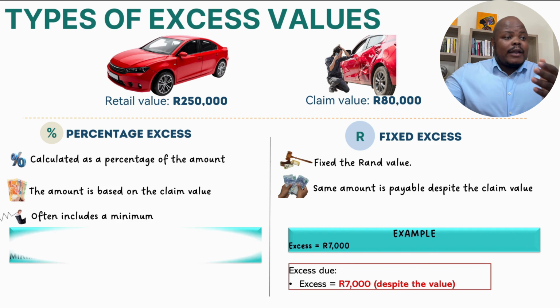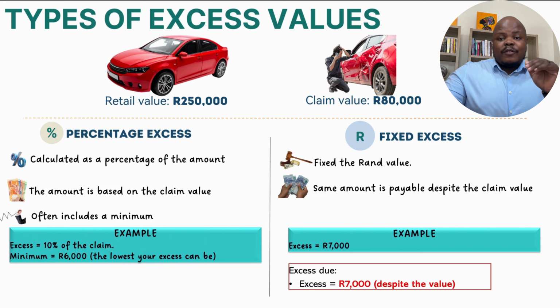Whereas when it comes to percentage, they might give you a specific percentage that you're going to pay, and a specific minimum amount. For example, here we said a percentage excess is 10% of your claim, minimum 6,000 rand. This means that the lowest you could ever pay is 6,000 rand, despite the percentage or the size or the value of the loss. You'll never pay less than 6,000 rand. So you're either going to pay 10% or 6,000 rand, whichever is the highest.